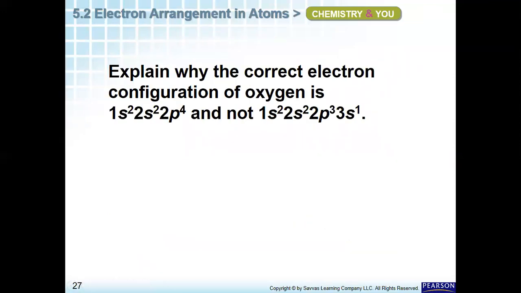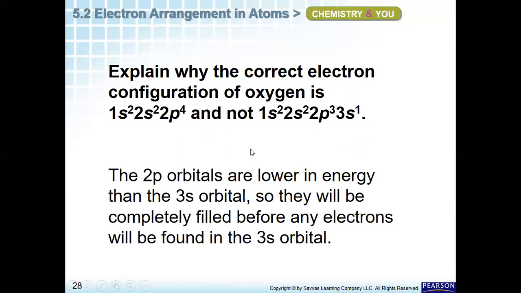So explain why the correct electron configuration of oxygen is 1s2, 2s2, 2p4, and not 1s2, 2s2, 2p3, 3s1. Because according to Hund's rule, we start to put the electrons singly first for the equal energy orbitals, like in 2p. So I will put the 3 first, and after that I will pair the extra electrons. So the 2p orbitals are lower in energy than the 3s orbital, so they will be completely filled before any electrons will be found in the 3s orbital.